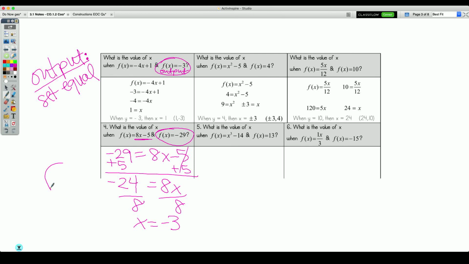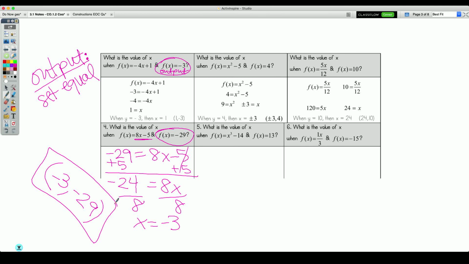Now I can finish with my coordinate point. My x value is negative 3. My y value is what? Negative 29, which they gave to us. So these kind of work backwards to solve for my input.